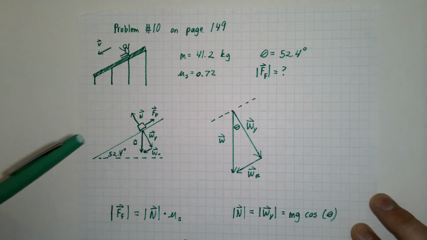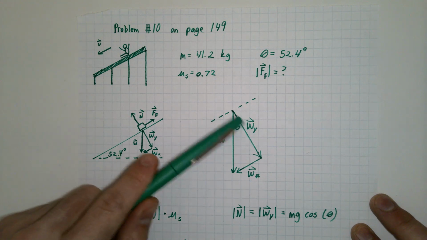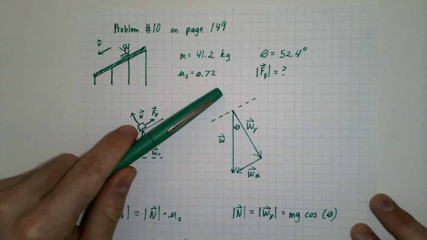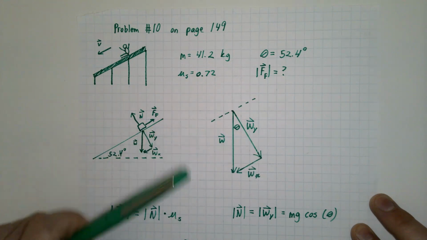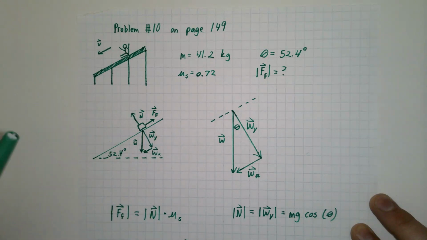We tilt our axes so we can analyze this more simply. So we kind of turn our head 52.4 degrees to the left, and we see that we can treat this perpendicular dimension to the inclined plane as now our y dimension, and the inclined plane itself, that line, is now the x dimension.